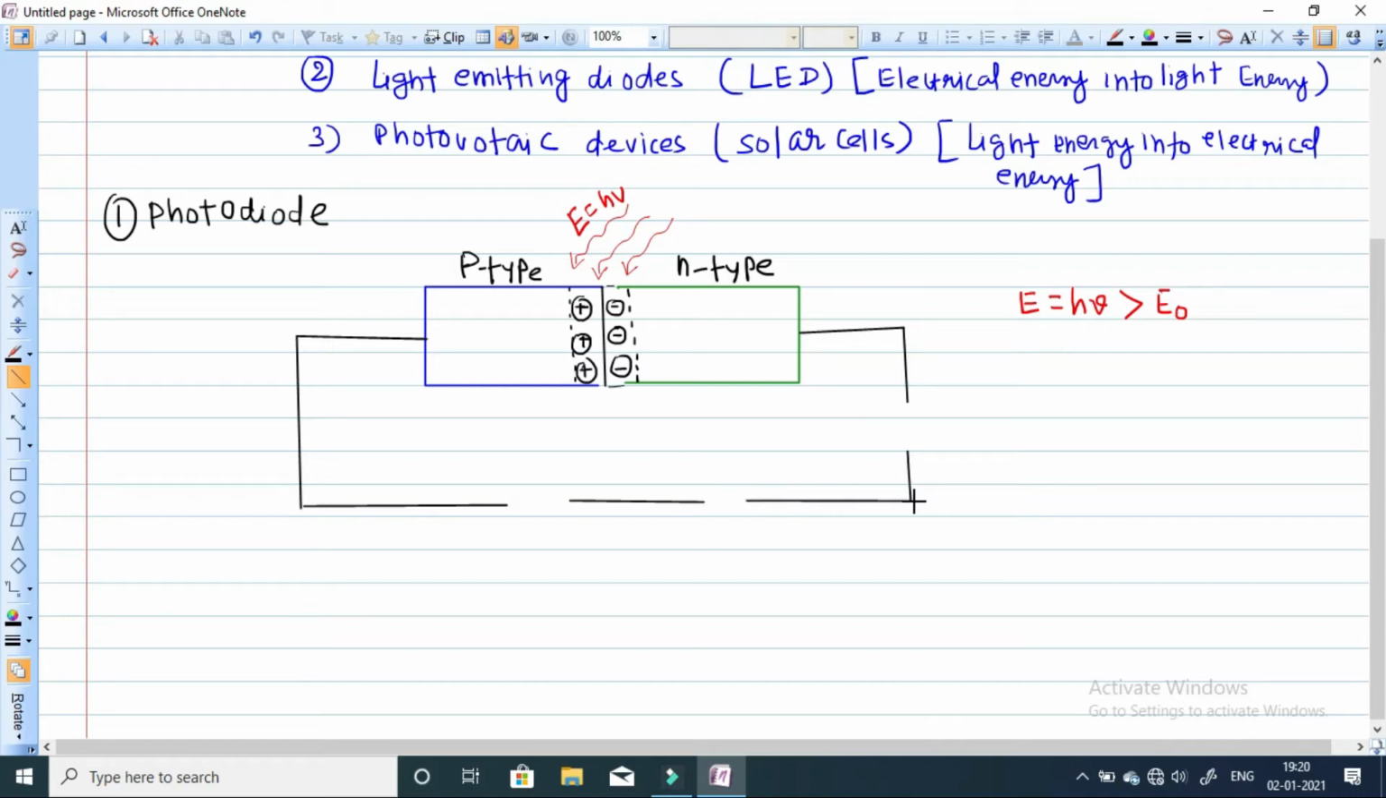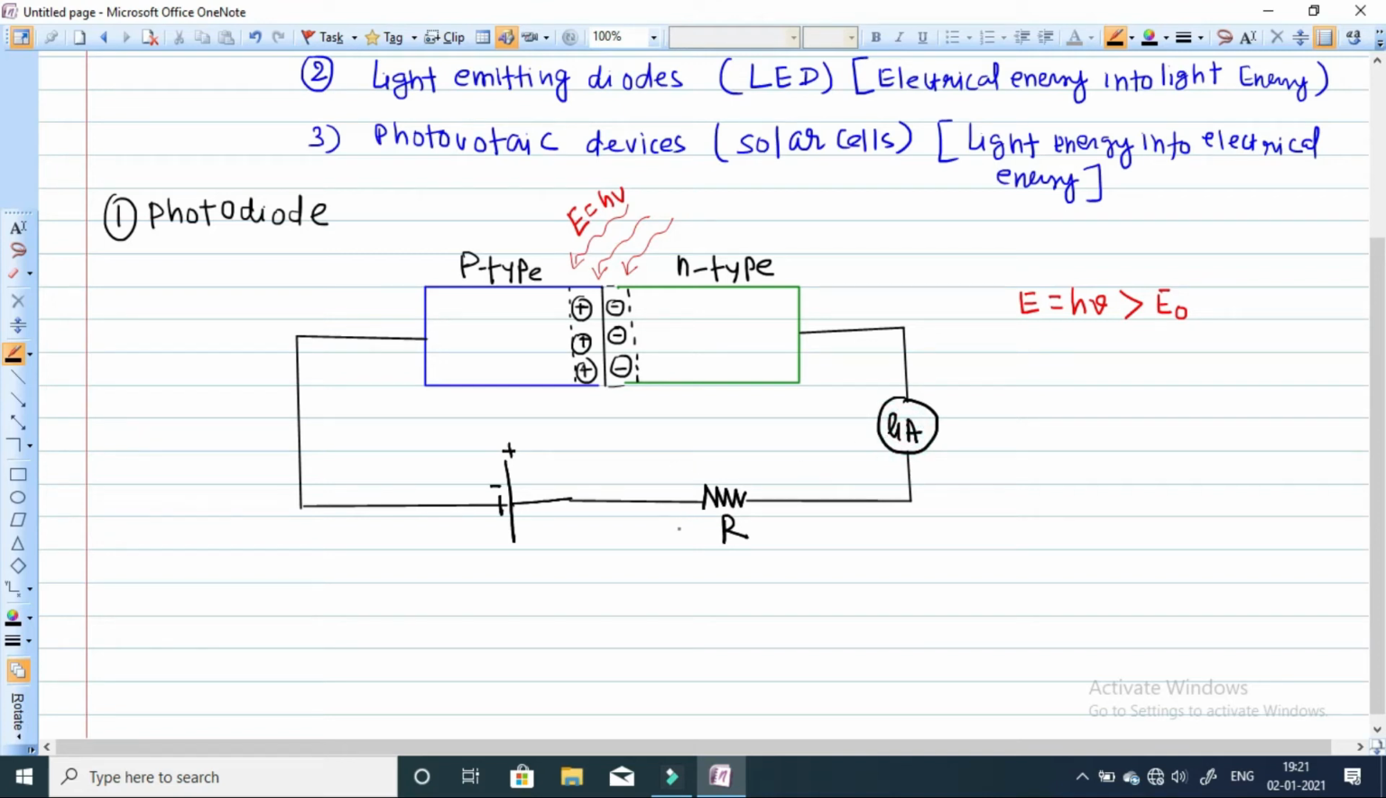Now we are connecting a battery here. This is your battery. It is reverse biased, so the negative terminal is connected with the p type and the positive terminal is connected with the n type semiconductor. And this is our external resistor R, and here is a microammeter. This will detect the current.